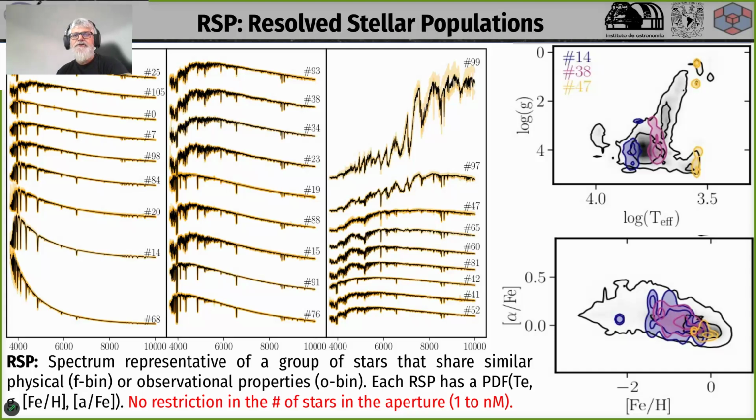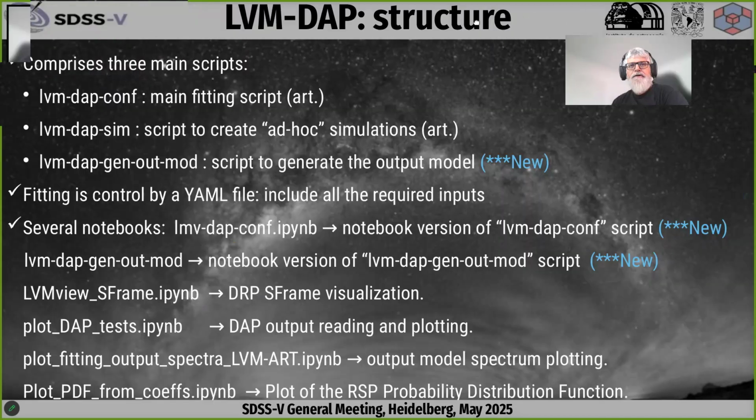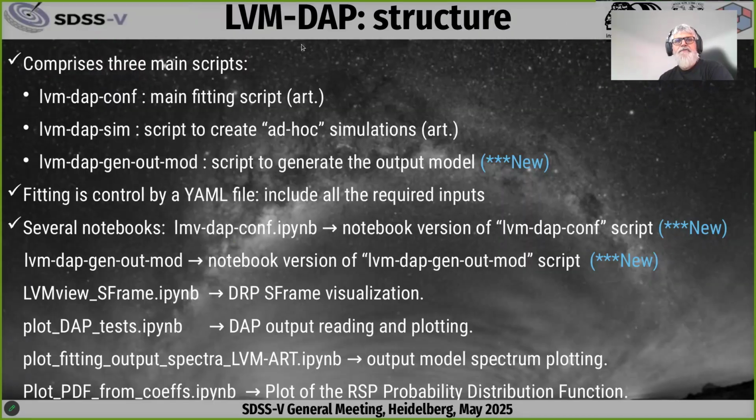Okay, so the LVM DAP, what you may find in the GitHub repository when you install it. In another lecture, I will teach you how to do so. It's a set of scripts. This is the LVM DAP conf. It's the main script that runs automatically through a Local Volume Mapper reduced frame corresponding to a certain tile or group of tiles. It's what is described in the article.